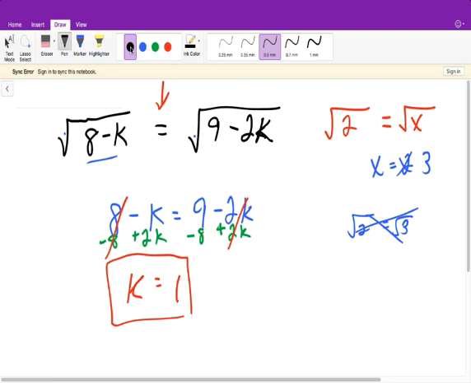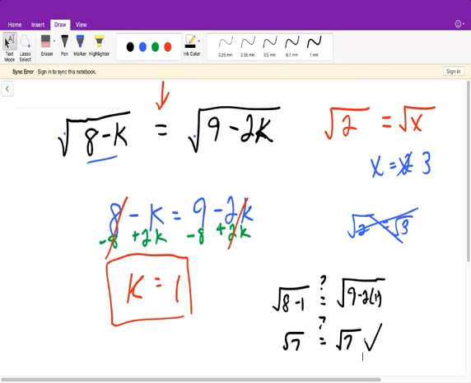Remember, I want you guys to get into the habit of plugging it in. So the square root of 8 minus 1, is this equal to the square root of 9 minus 2 times 1? Well, 8 minus 1 is 7, so the square root of 7. Is this equal to 2 times 1 is 2, 9 minus 2 is also 7. So yes, they are equal.